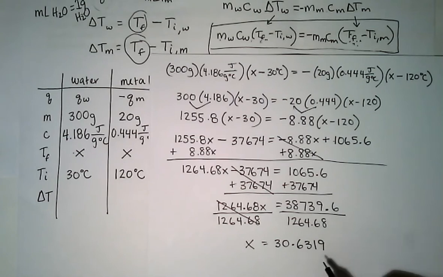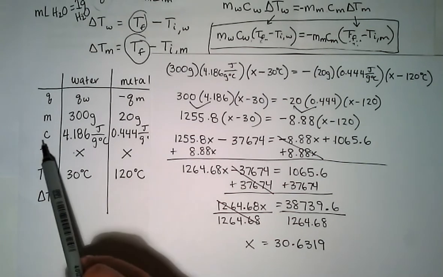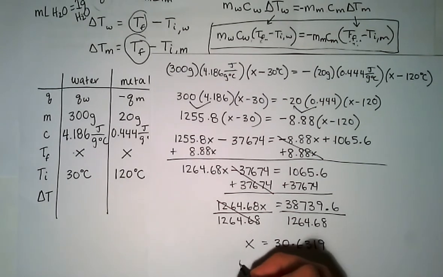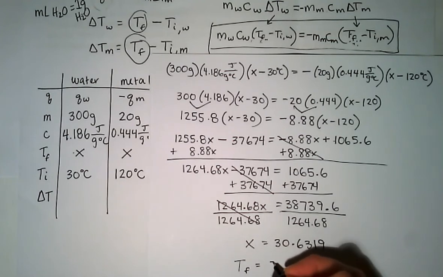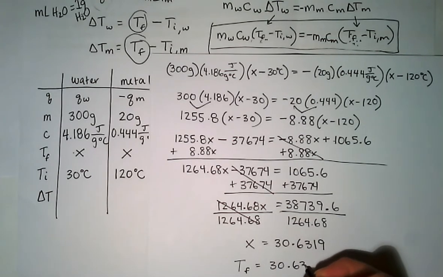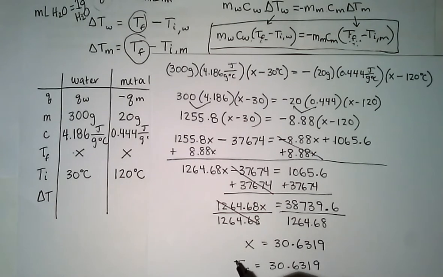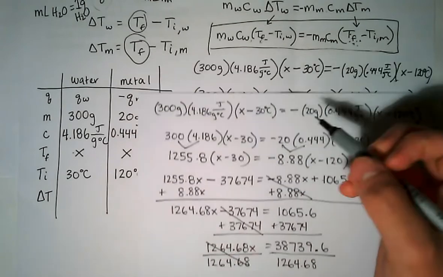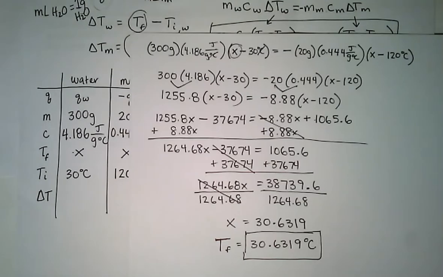Sometimes it's easy to forget. So my x was my final temperature. So I'm going to go ahead and put T final equals 30.6319, and then a temperature, my units, should be degrees Celsius, but we can go back and look at our problem to figure that out. There will not be a problem like this on your quiz, but it's always good to challenge yourself and try problems that just contain a little bit more complex mathematics.